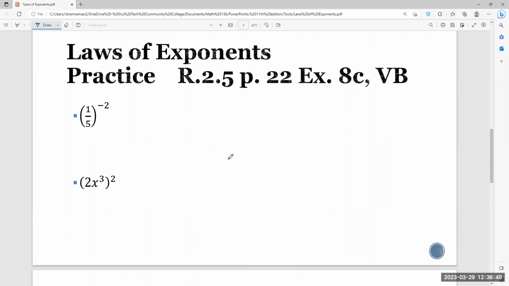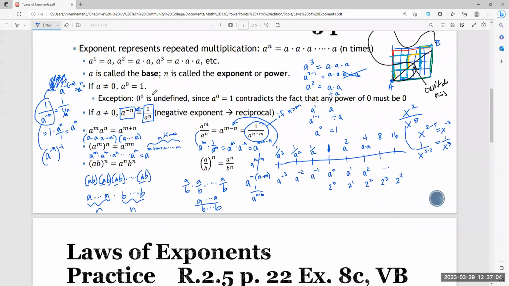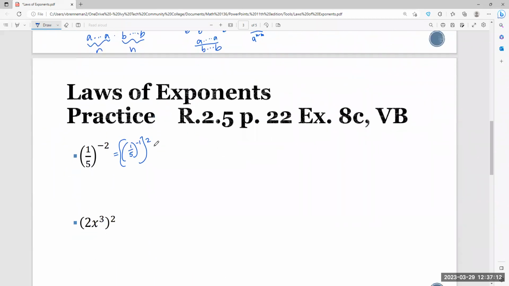One is if I go ahead and think of this as (1/5) to the -1, squared. So using all of these rules can be used either from left to right or from right to left. So this is using the power rule in reverse. Then I can apply the negative power and say, well, that means it's 5 squared, and that's 25.